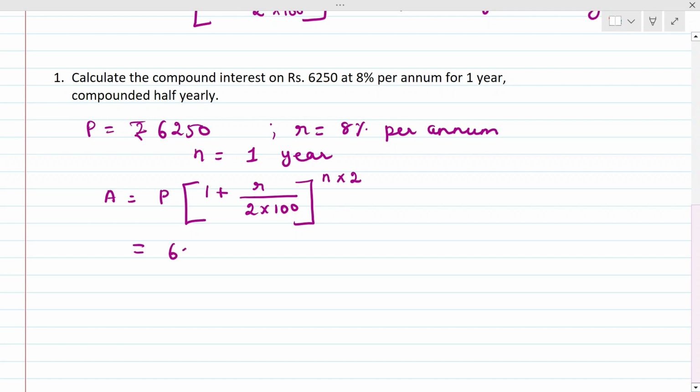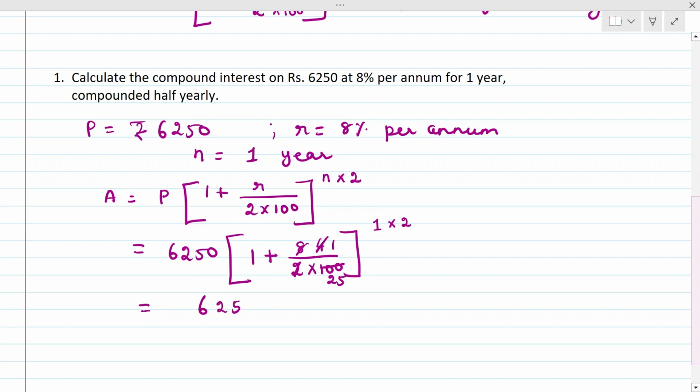So now it is 6250. P is 6250 into 1 plus R is 8 by 2. That is, 8 by 2 is 4% now. Whole power N is 1 year they have given. So 1 into 2. So this way I have written. So now we can cancel this. This will become 4 and this will become 25. So now we are left with 6250 into 1 plus 1 by 25 power 2. 1 into 2 is 2.